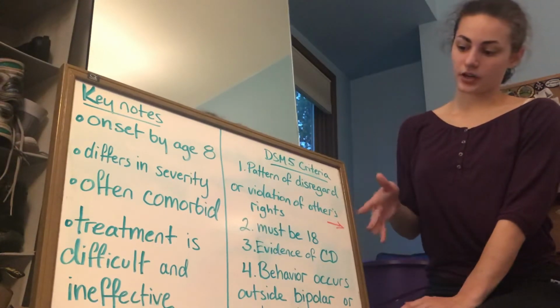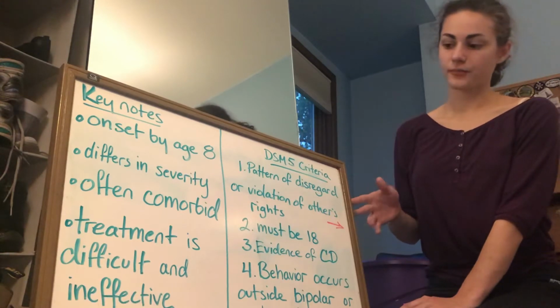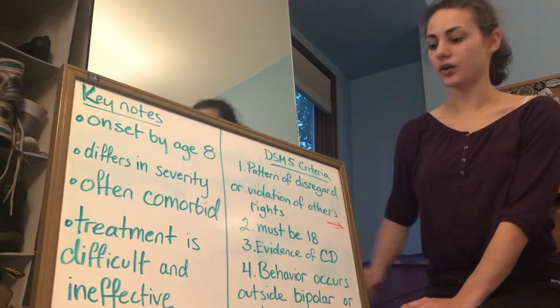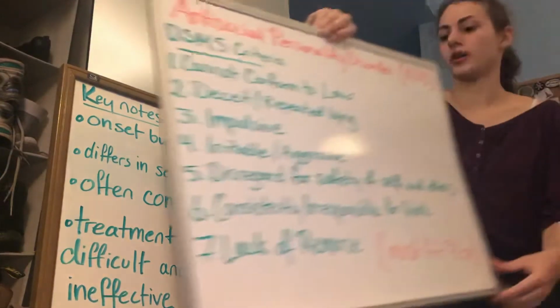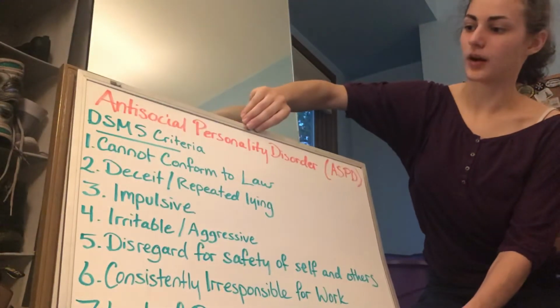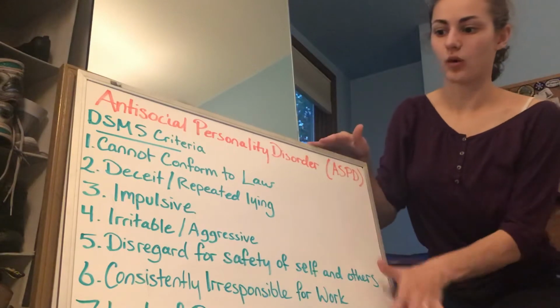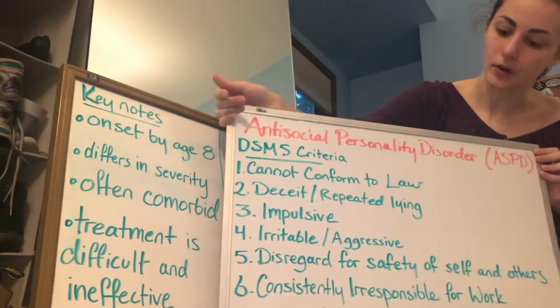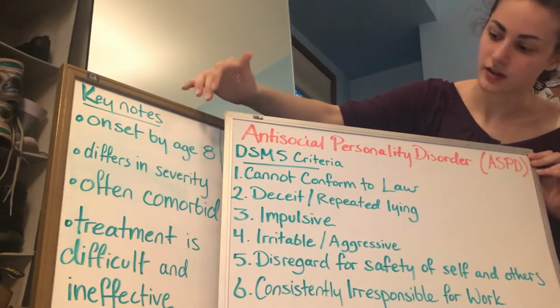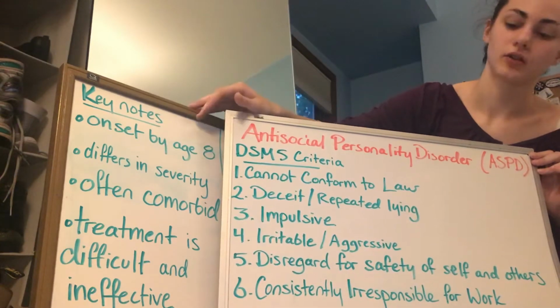There are a few criteria you need to meet within the DSM-5. A pattern of disregard or violation of the rights of others. There is a list of what kind of defines that, so I won't go over it all right now because I don't have the time to. But if you want to pause the video and take a look, you need to fit 3 of these 7 criteria.